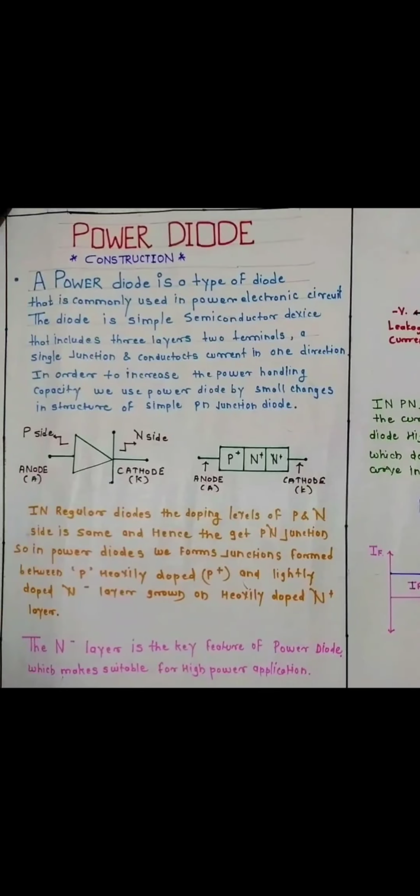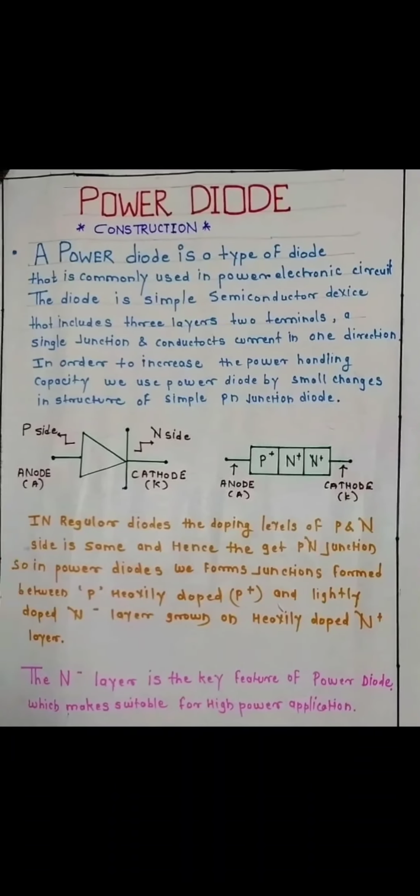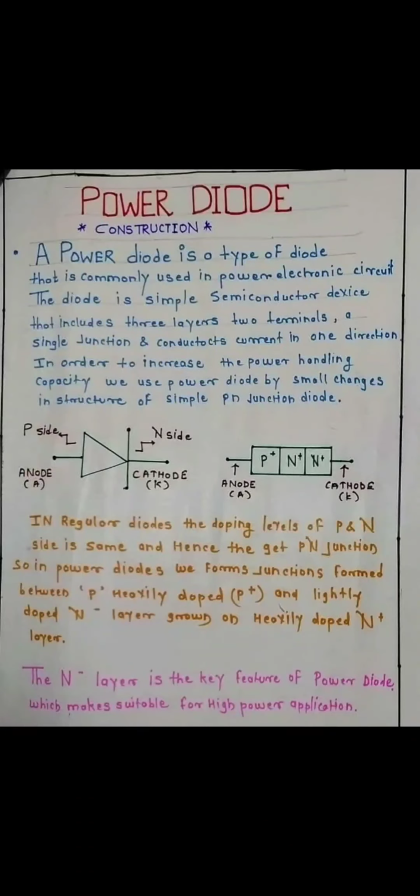Power diode is a typical diode that is commonly used in power electronic circuits. The diode is a simple semiconductor device that includes three layers and two terminals, that is P plus, N minus and N plus, and two terminals, anode and cathode.